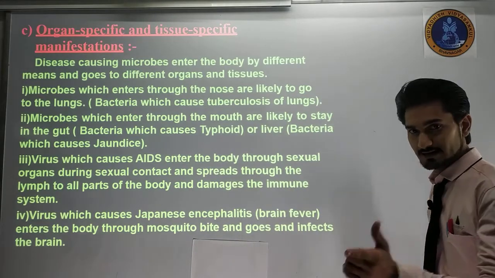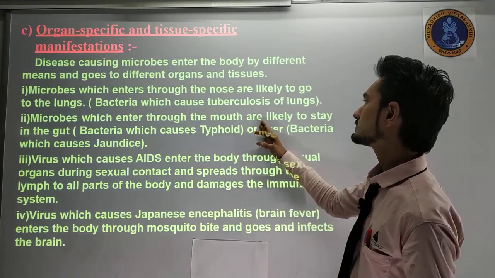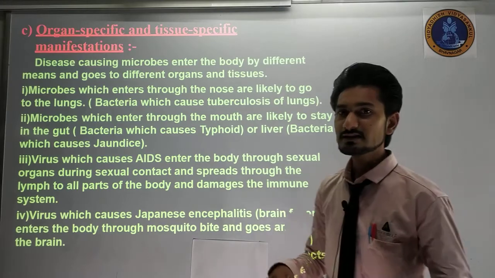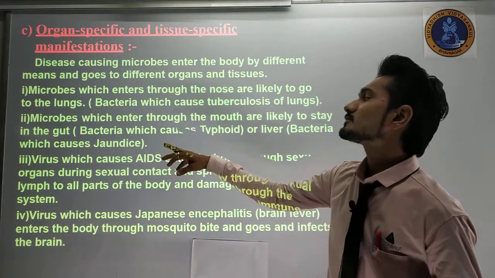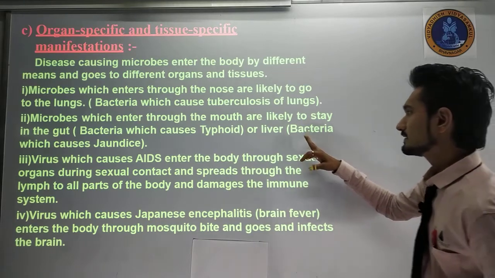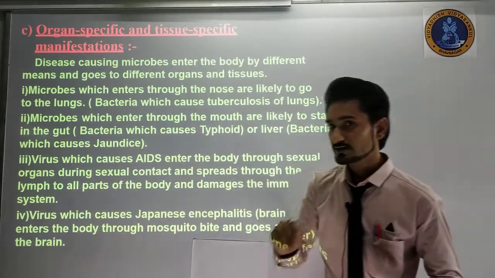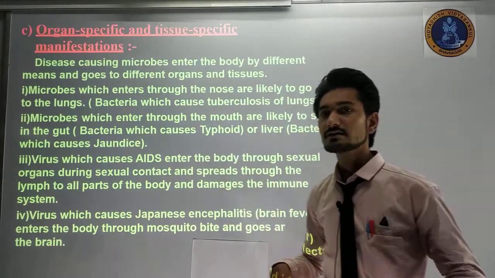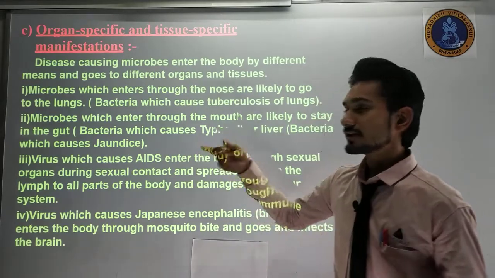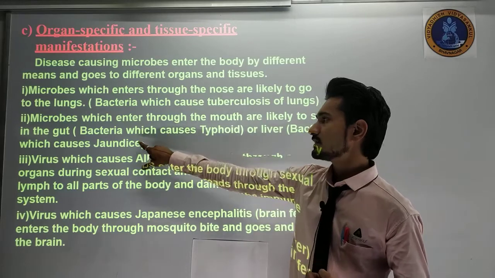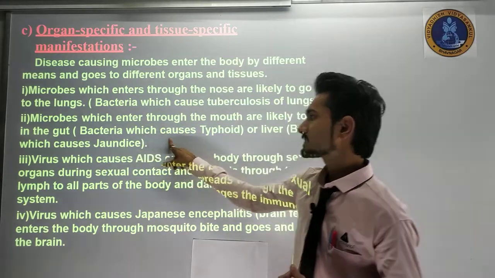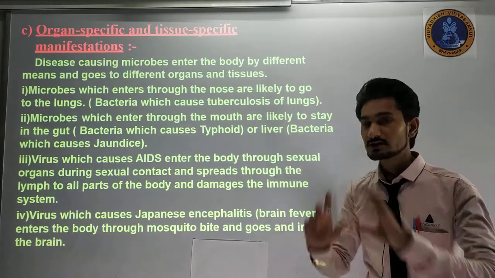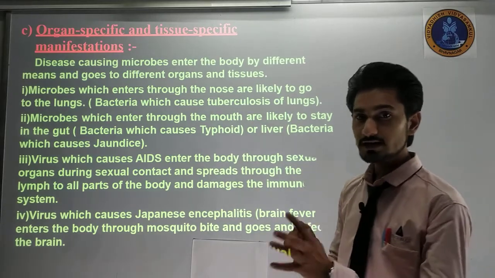Second, if microbes enter through the mouth and are likely to stay in the gut, gut meaning the intestine. Bacteria cause typhoid, or in the liver, bacteria cause jaundice. The bacteria go to the mouth and then reach the gut, meaning the liver, pancreas or intestine. If the bacteria stay in the gut, they might cause typhoid, and if they reach the liver, then they will cause jaundice. So we have to be very careful about that.